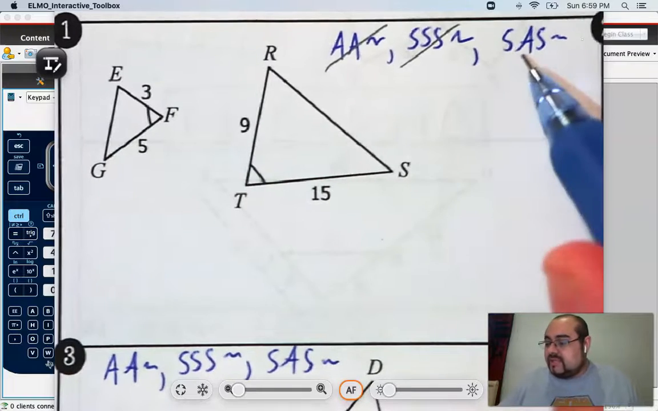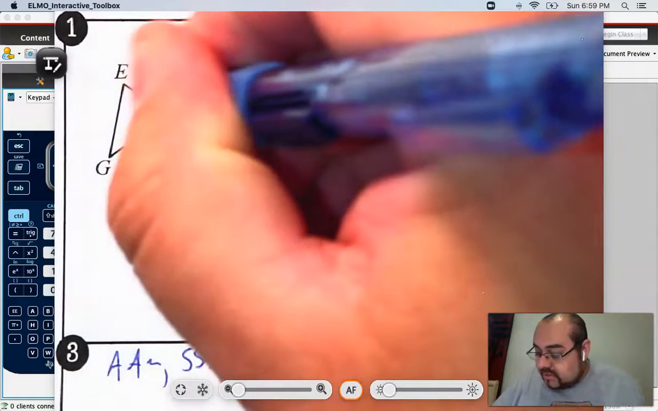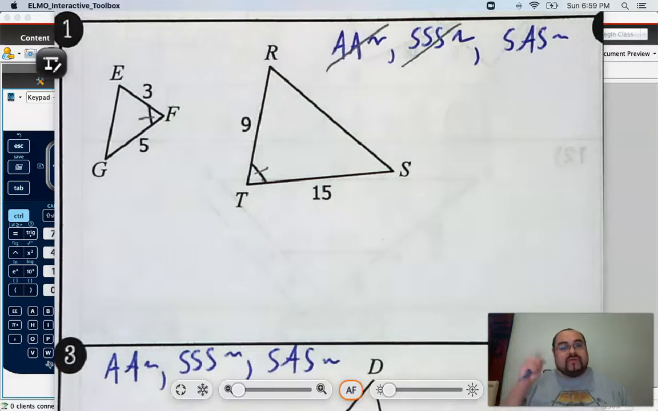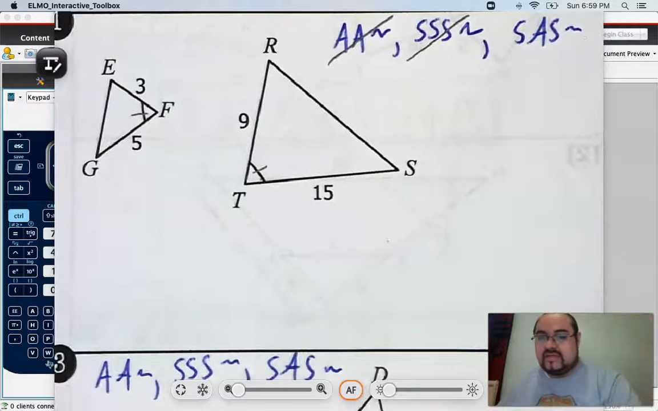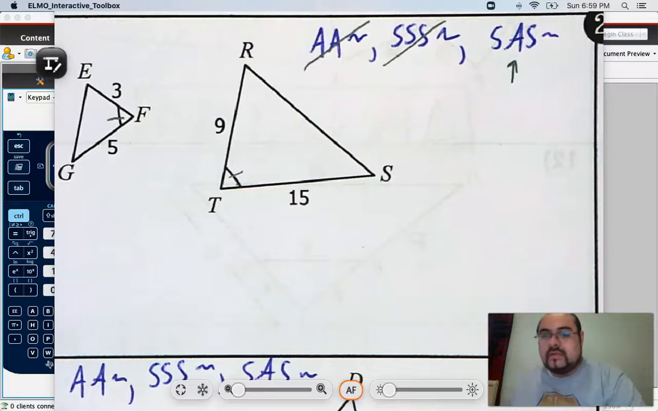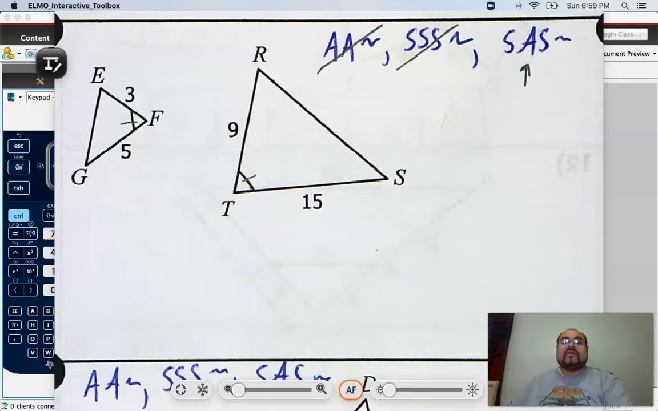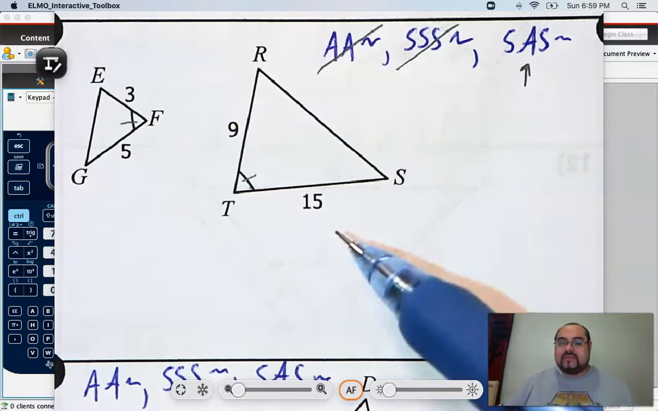First of all, the A is already given. The angles right here and right here, these two angles are congruent, just by the simple fact that they've been labeled with one of those marks. All right, so that's easy. We have the A. Okay, I'm going to go ahead and just put an arrow showing that the A has been proven already. Now we just have to prove the sides. Side, side, side, side. Okay.